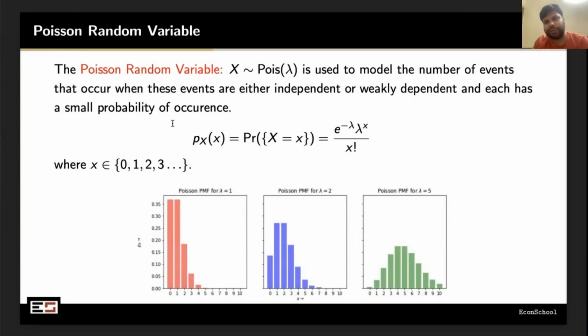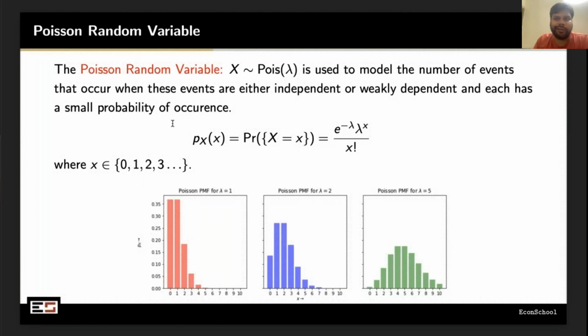Okay, so another very interesting and important random variable, which you'll see a lot in applications, not just in economics but in other disciplines as well, is Poisson. Okay, so what is a Poisson random variable? Again, it is something which is used to model situations where there is uncertainty about how many times a particular event will occur.